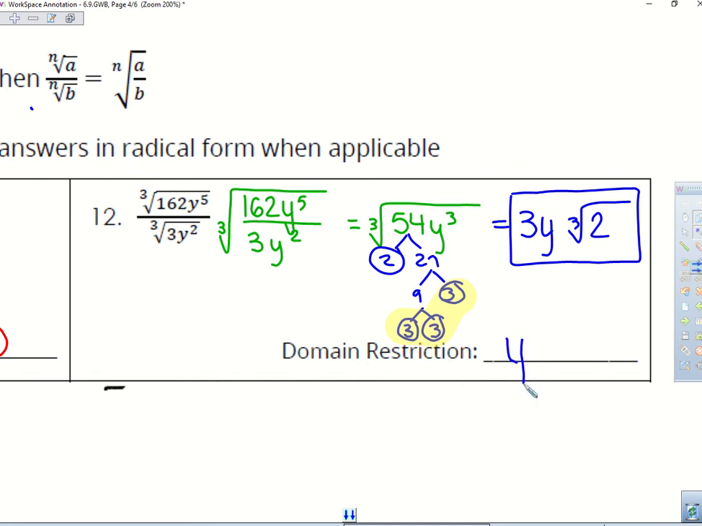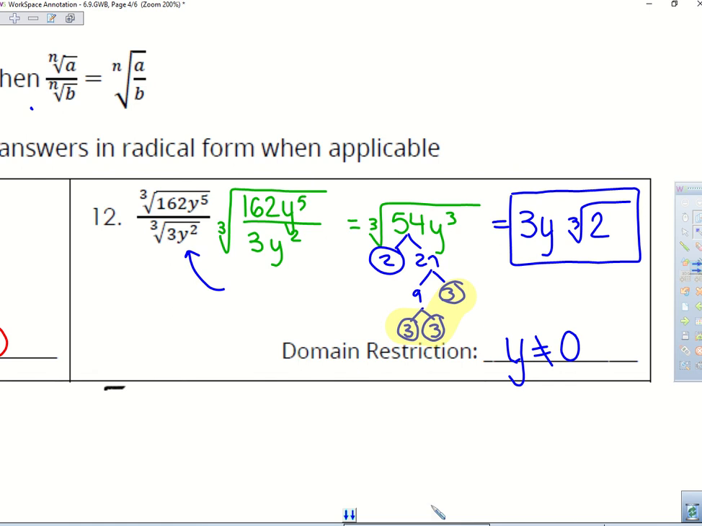What are my domain restrictions on the y? If y had been what here, we wouldn't have gotten here? 0. Because that would have made my whole denominator 0, and that can't happen. Now I don't care what math class you're in, unless you're in maybe some really, really high math class where they tell you to avoid this, 0 can't be in your denominator, okay?